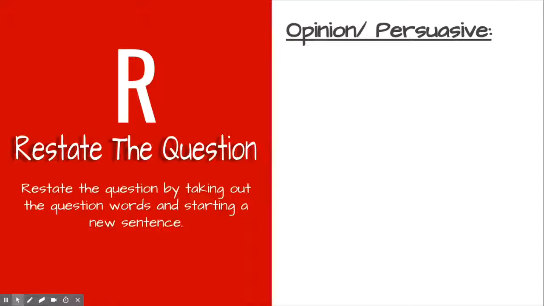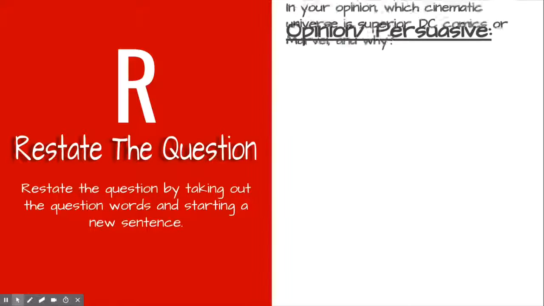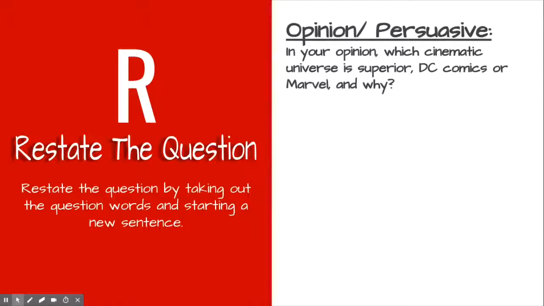There are a lot of different types of writing assignments, constructive response questions that your teacher may give you. The first kind is opinion, persuasive. You have a lot of persuasive writings that you might have to complete. An example of a persuasive writing is something like this: in your opinion, which cinematic universe is superior, DC Comics or Marvel, and why? This is the prompt example that I use throughout the video. So restating the question is simply starting the sentence, so in my opinion, that's all you need to do.